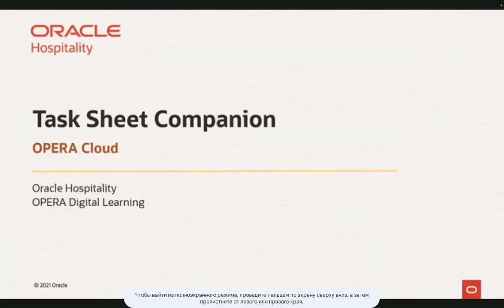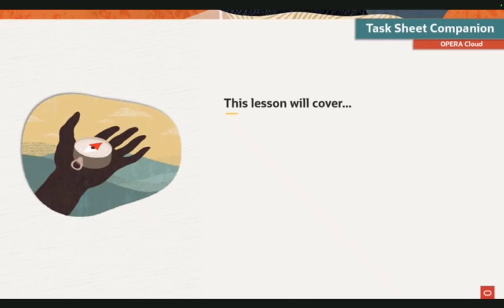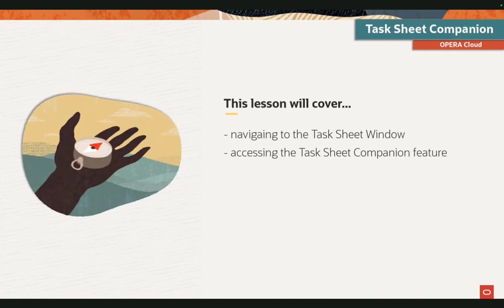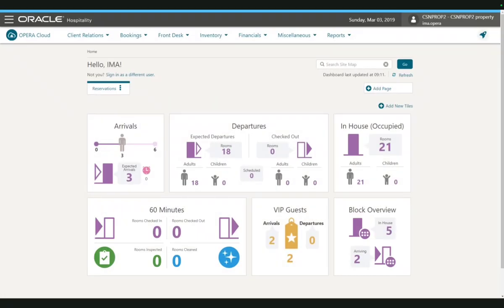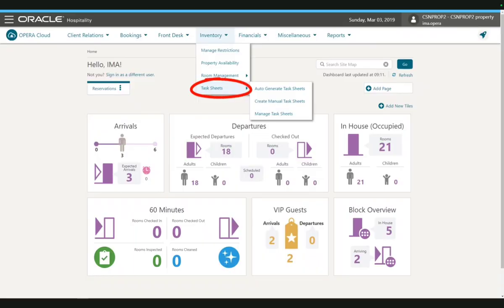Task Sheet Companion. This lesson will cover navigating to the task sheet window, accessing the Task Sheet Companion feature, and updating room statuses using the Task Sheet Companion. Let's begin by clicking the Inventory menu. Click Task Sheets, then click Manage Task Sheets.